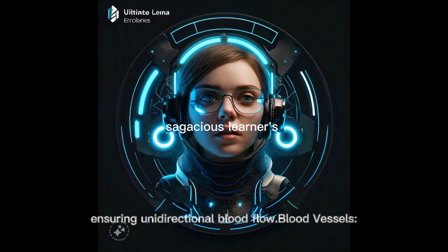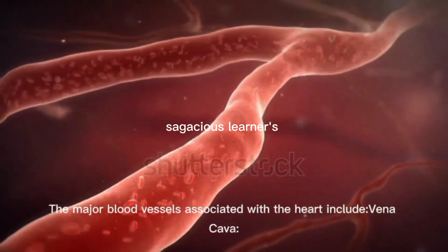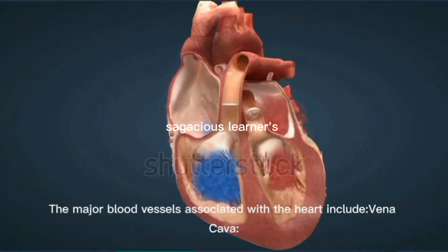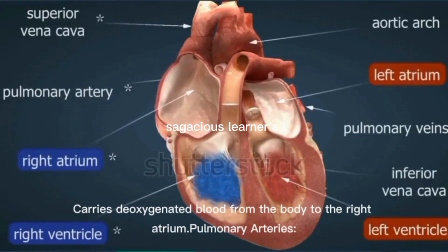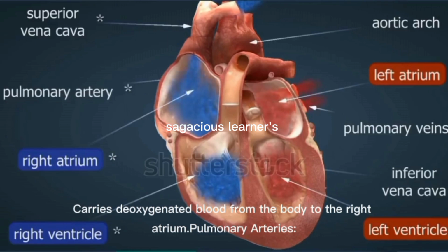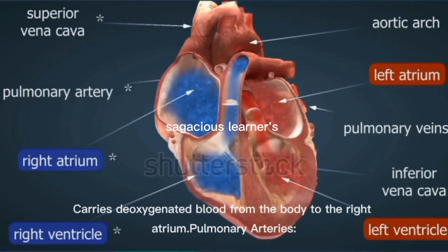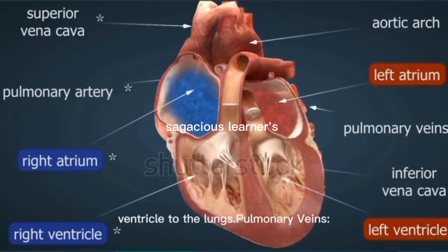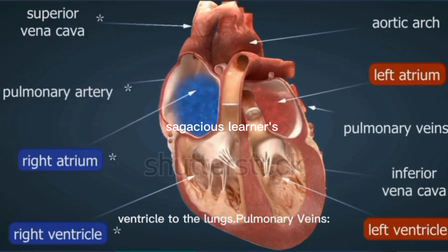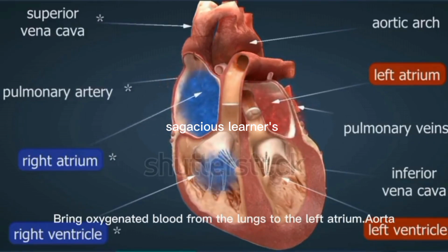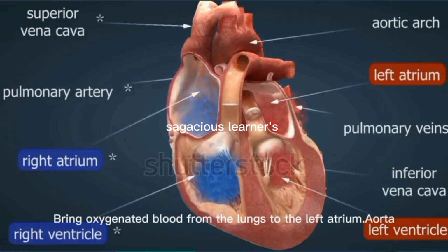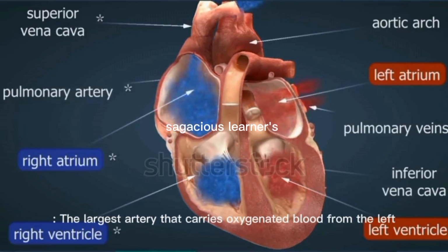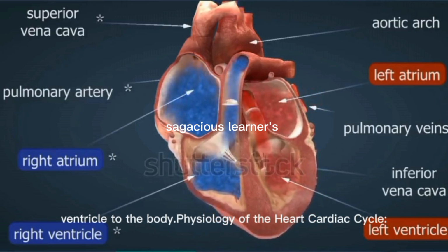Blood vessels. The major blood vessels associated with the heart include the vena cava, which carries deoxygenated blood from the body to the right atrium. Pulmonary arteries transport deoxygenated blood from the right ventricle to the lungs. Pulmonary veins bring oxygenated blood from the lungs to the left atrium. Aorta, the largest artery, carries oxygenated blood from the left ventricle to the body.